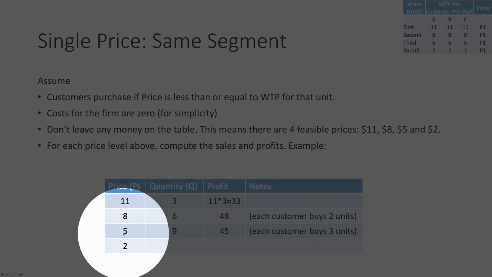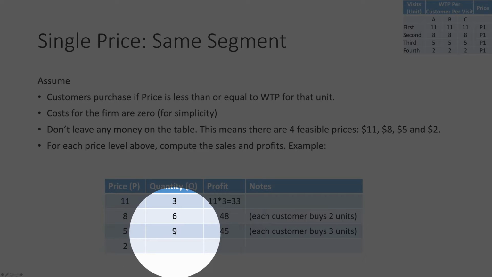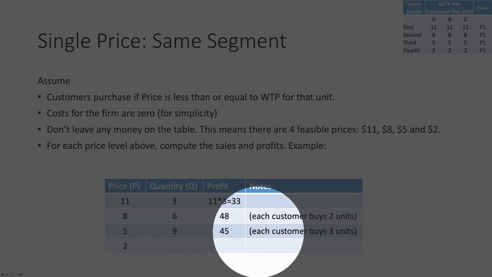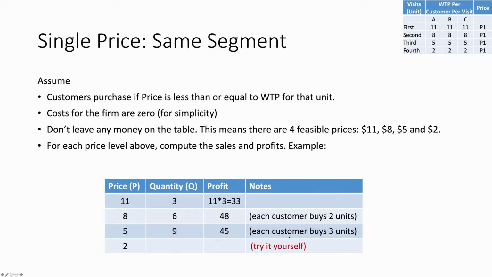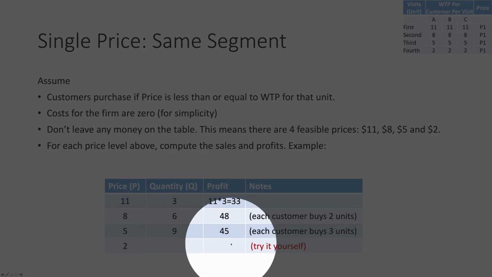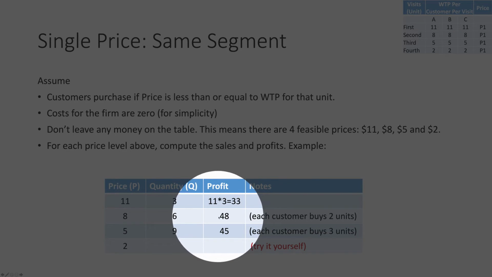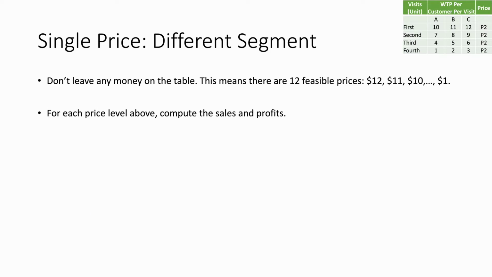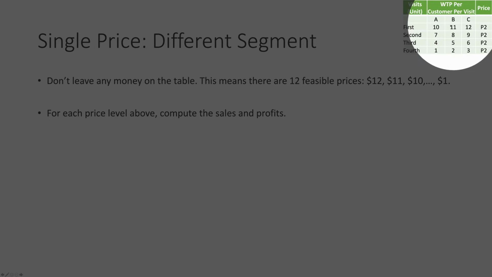And then similarly, we can calculate at $5. The total quantity is 9, and 5 times 9 is 45. So each customer buys 3 units. You can try $2 yourself. So then, after we calculate all these profits, we're going to compare which one gives us the highest profit. So in this case, the highest profit is $48, and the optimal price that gives us the highest profit is $8.